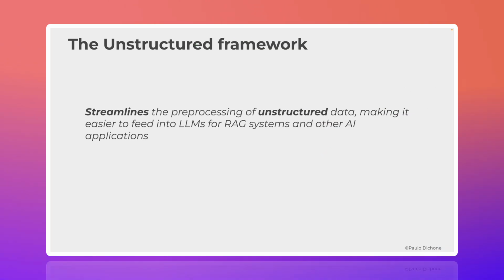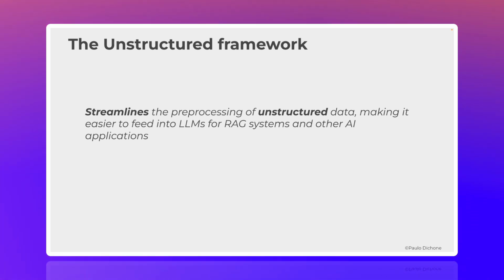So in the last lecture, we talked about the unstructured framework, just the beginning. We know that it allows us to streamline this whole process of pre-processing of unstructured data into the final downstream normalized, clean, and ready to use data, right? In this case, content for the large language models. But how does it work?